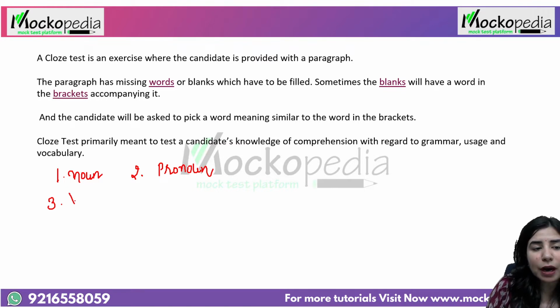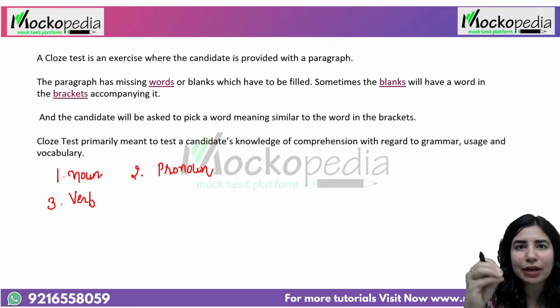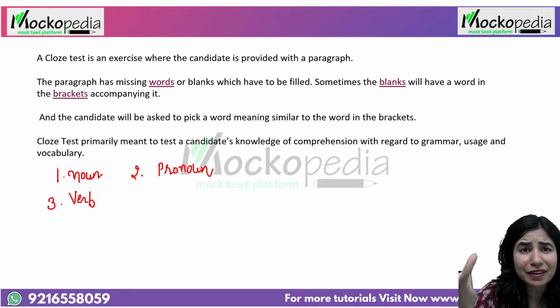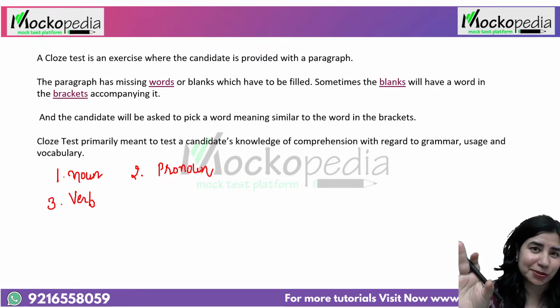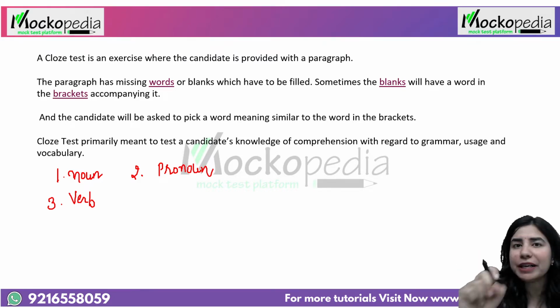The third part of speech would be verb. Any sentence in English is incomplete without a verb in it. Verb tells you about the action that's happening in the sentence. So that's very, very important. Now there's a difference between verb and tenses. You need to know tenses also, right? Tenses tell you about the time of action and verb tells you about the action.